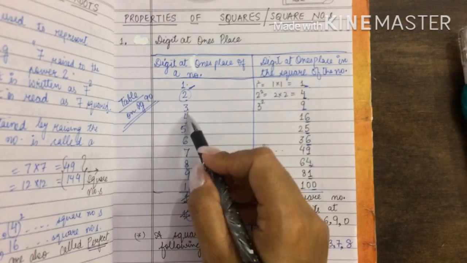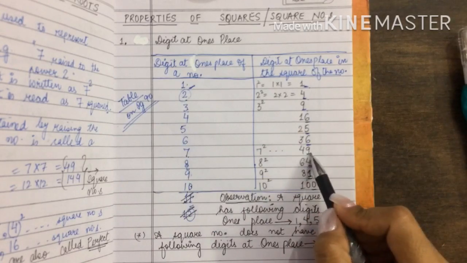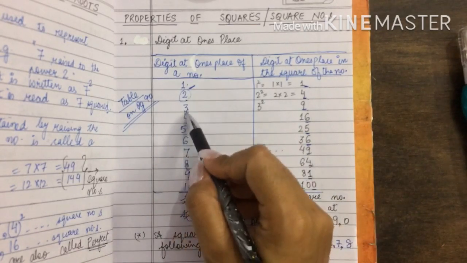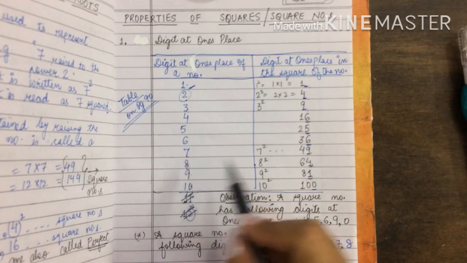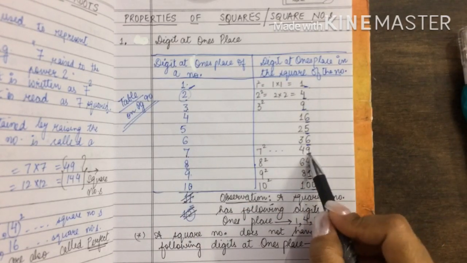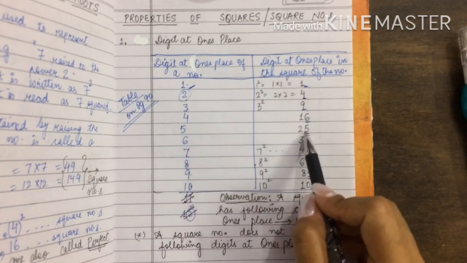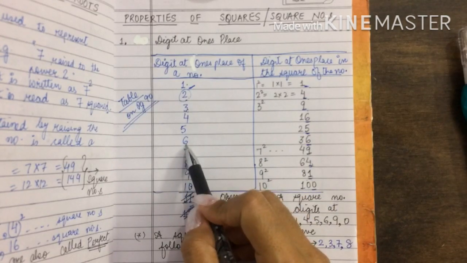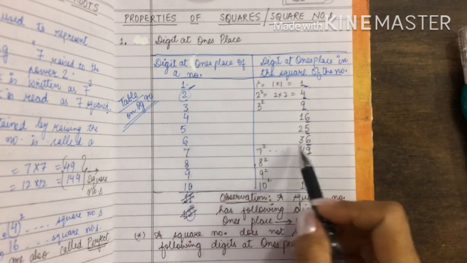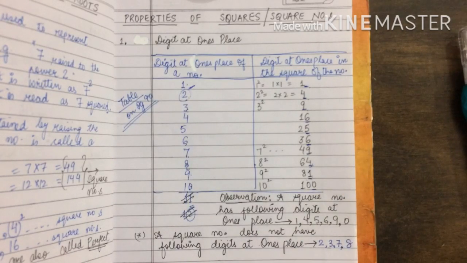The numbers 3 and 7, their square ends with 9. So if any number has 3 at the end or 7 at the end, on squaring the answer will end with 9. If a number ends with 5, on squaring its answer will have 5 at the end. Same for 6. If a number ends with 6, the square of that number will also end with 6. You can take examples and verify this property.